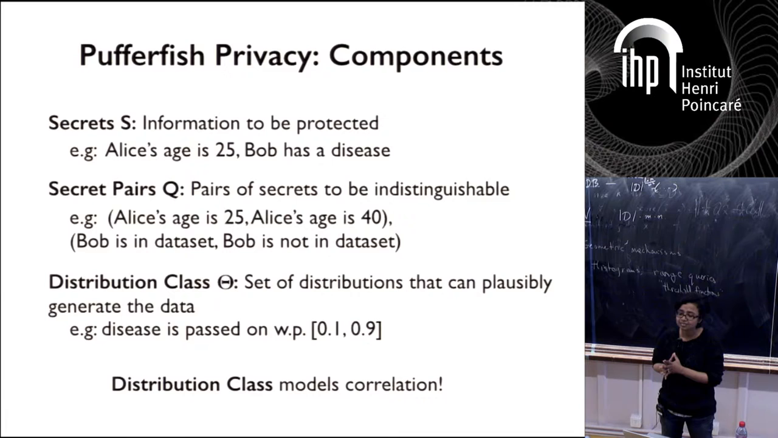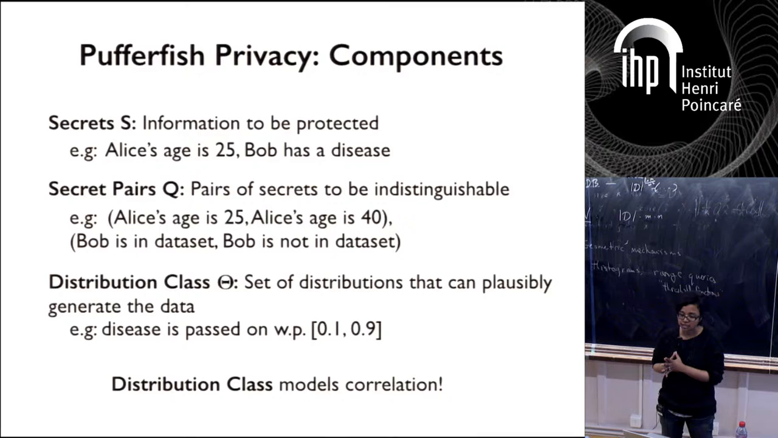Very basic conclusion. So, what kind of objects are S and Q? The distribution classes generate right points in the data set, entries, and S and Q are subsets of. S and Q are the things that you want to be indistinguishable.